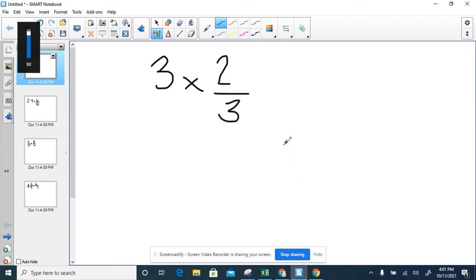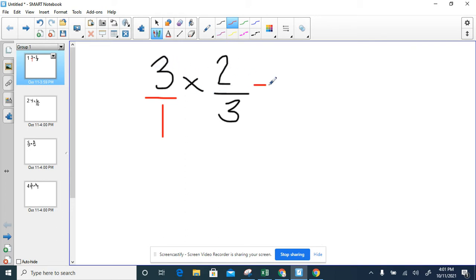All right, so for this video, we are going to be multiplying a fraction times a whole number. So as we learned in class, every whole number has a secret denominator, which is over 1. So 3 as a whole number is the exact same as 3 over 1. So when we're multiplying fractions times whole numbers, you multiply straight across.